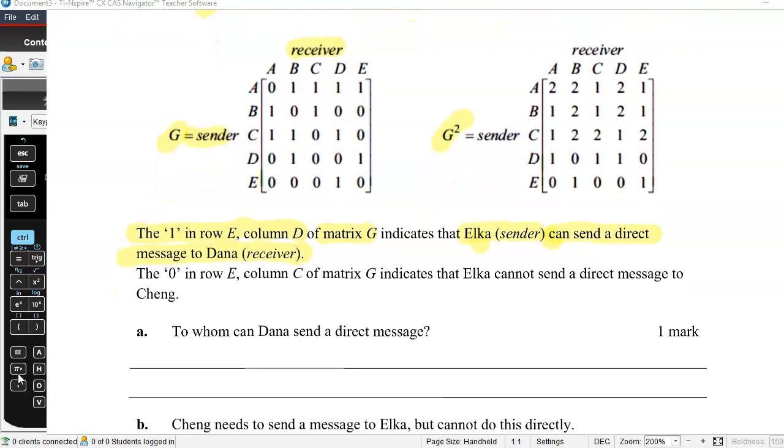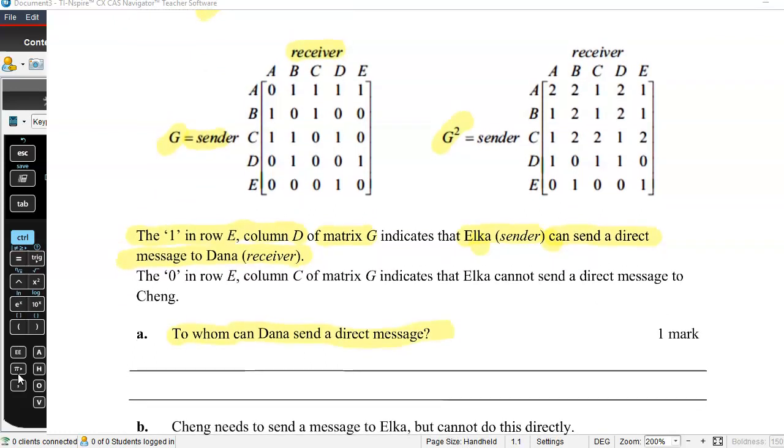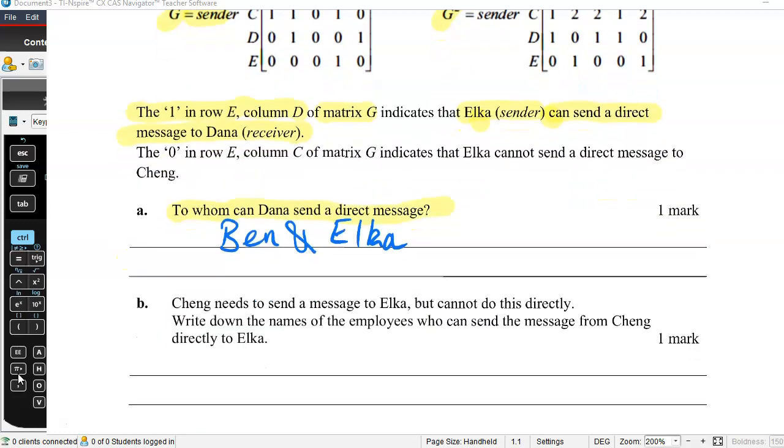So, to whom can Dana send a direct message? Who can Dana send a direct message to? It's to Ben and Elka. 89% of the state got that mark.